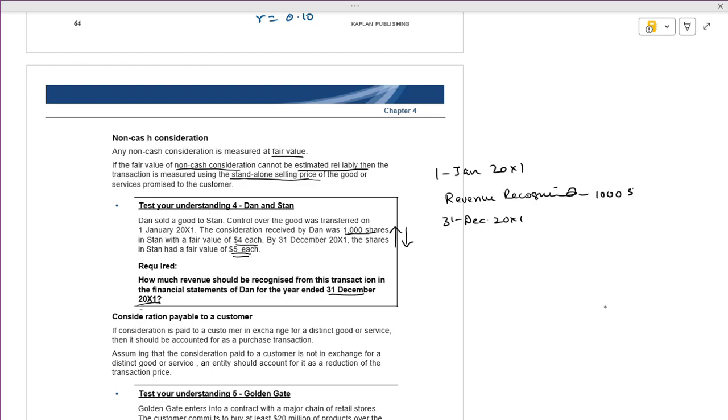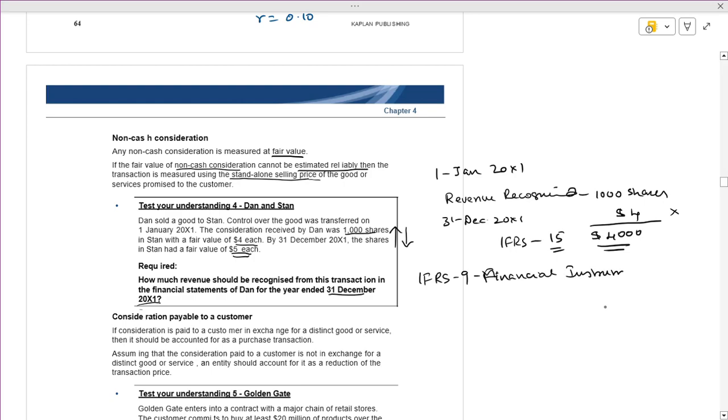Revenue is 1000 shares times $4. Is it right? As per IFRS 15, how much can we recognize? 4,000. But instead it is accounted for in accordance with IFRS 9, financial instruments. It is too early to explain this, but I will explain it as it is needed. As per IFRS 9, we can account for it.